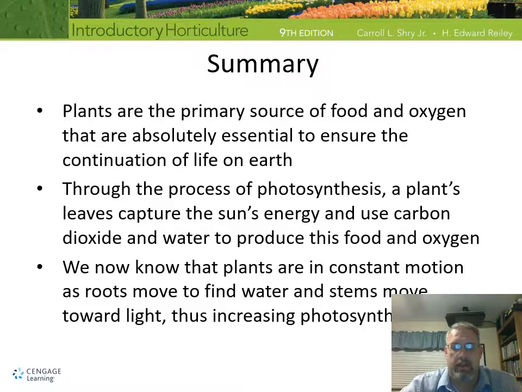And plants are something that is constantly in motion. They're always finding nutrients. They're always growing. They're always uptaking water. They're uptaking nutrients. They're trying to increase their ability to photosynthesize. This is what we know of in plants.